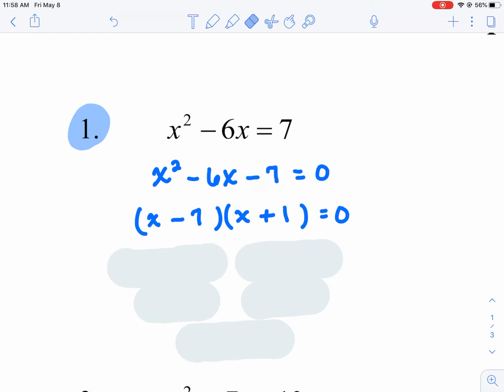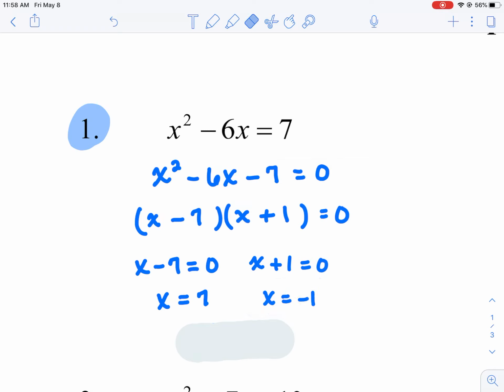Next, we're going to solve. Set each factor equal to 0. Solve each of those little equations that you get. Add 7 on both sides here. Subtract 1 on both sides here. And we can box those answers, that's fine, but a nice way of recording your answers when you're solving quadratics is to put them in curly brackets. They're your solution set, 7 and negative 1.